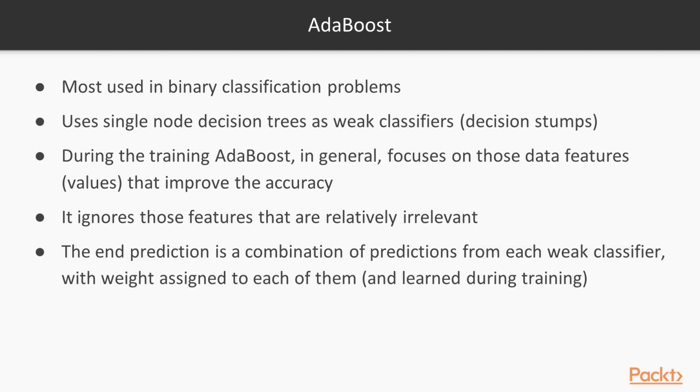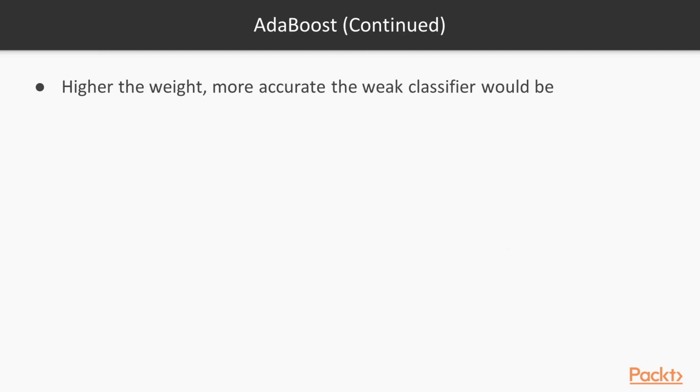The end prediction is the combination of the predictions from all the weak classifiers that we've trained along the way. But what's interesting is that each of those predictions has a weight assigned to it, and this is a learned metric during the training. The higher the weight, the more accurate a weak classifier is, and the more it matters in the end prediction. So AdaBoost is quite an interesting algorithm: it has all those predictions from weak classifiers, but it also tries to figure out which is the most relevant. Maybe not the most, but some predictions are more important than others.